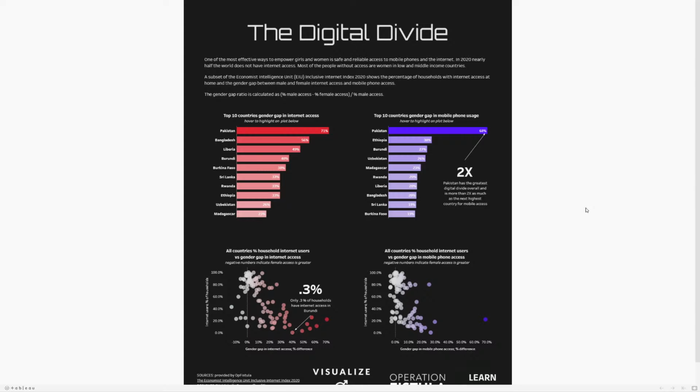It's more. Oh, I see. I understand it now. And maybe: so it has the greatest digital divide overall, and its gender gap for mobile access is twice as big as that of the second ranked country, which I know is longer, but might be a bit easier to understand. Something along those lines. I hope that makes sense.